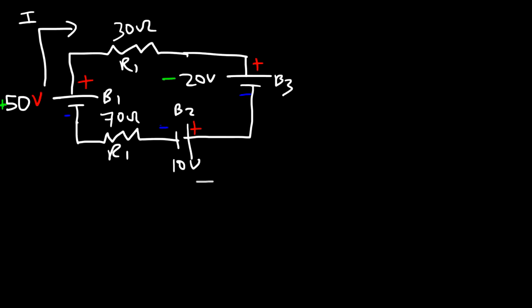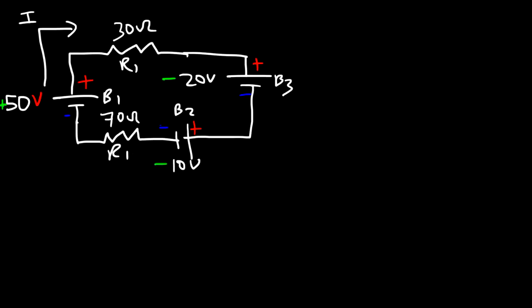And here the current flows from high potential to low potential. But here it flows from low to high, so that's a positive contribution. But here, since it flows from high to low, it's going to be a negative contribution. So this battery will decrease the energy of the circuit.